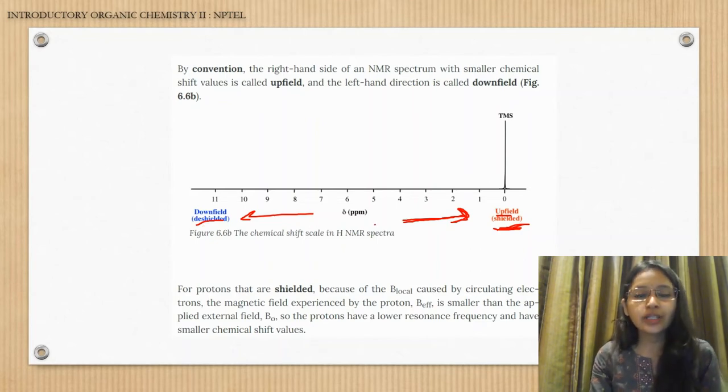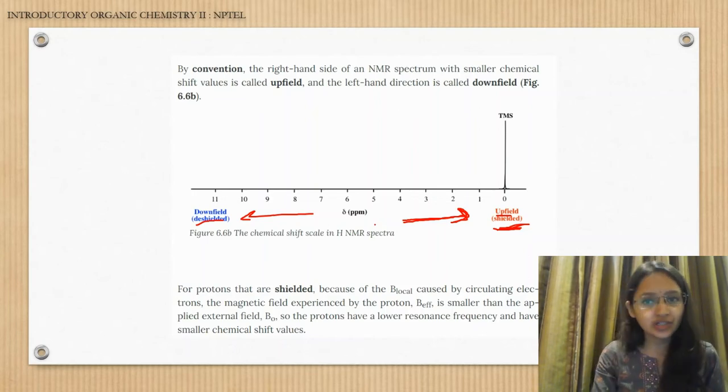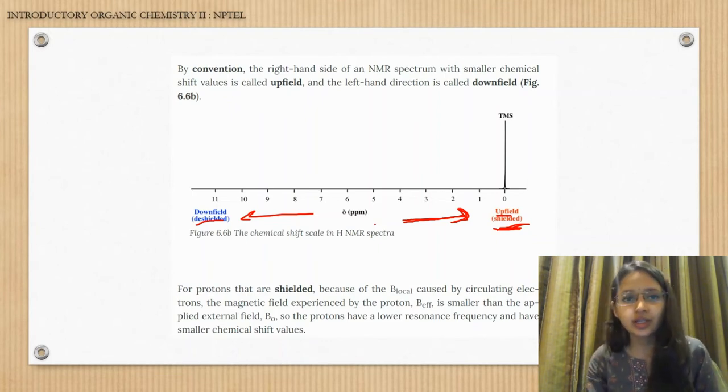Please remember this thing very carefully, because it is important in 1H NMR to predict which is the downfield proton, which is the upfield proton, which is the shielded region, or which is the de-shielded region. On the left hand side of the delta ppm scale you have the de-shielded region, and on the right hand side you have the shielded region.